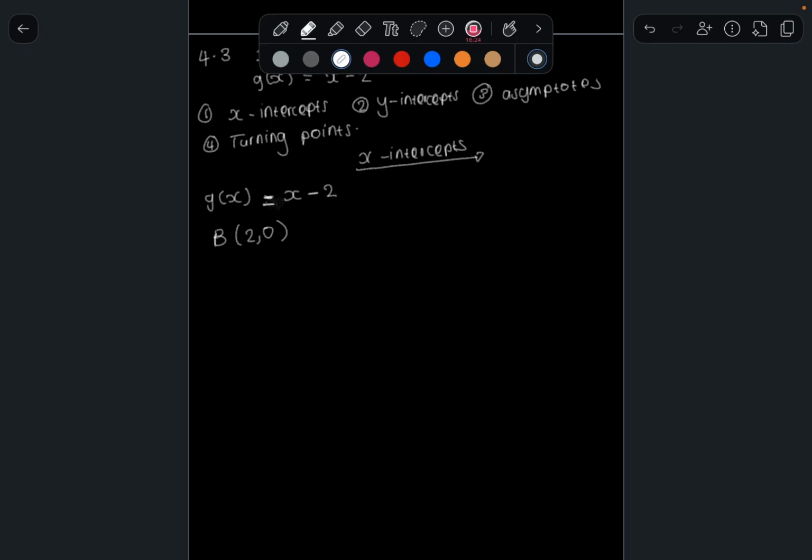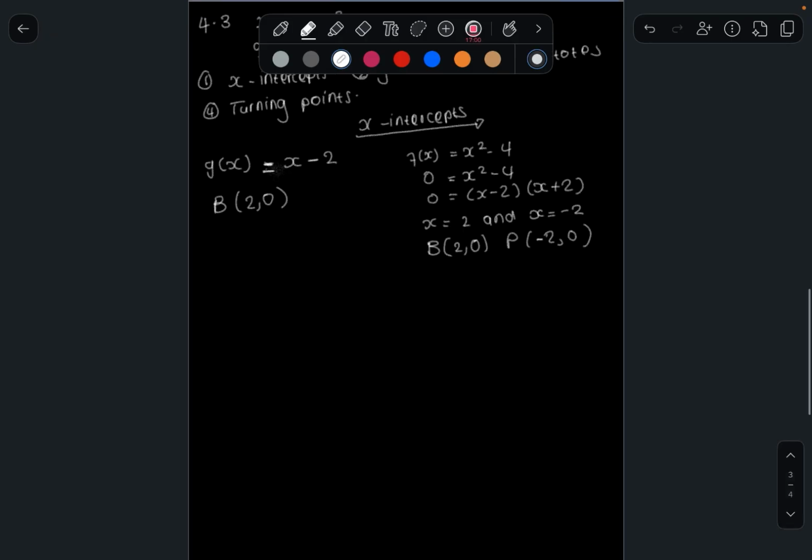So f of x is equal to x squared minus 4. Make y 0. Then you find x minus 2, x plus 2. So x is equal to 2 and x is equal to negative 2. So it's point B, 2, 0. And we can name the other point P. It's our own. Negative 2, 0. Right, we found the x-intercepts. Fine, let's move on.